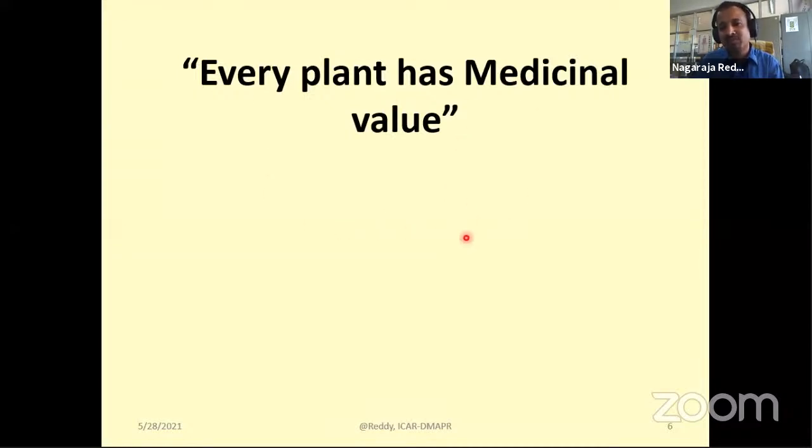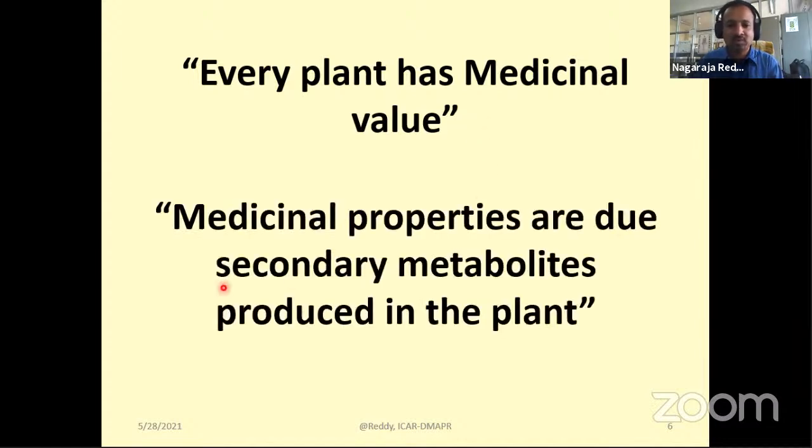If something is unknown and does not have any ethnopharmaceutical value, we can call it simply a plant. So every plant is important to us. These medicinal properties are due to metabolites. What are those metabolites? These are secondary metabolites, which are produced in the plant. These secondary metabolites confer the medicinal properties of the plant.